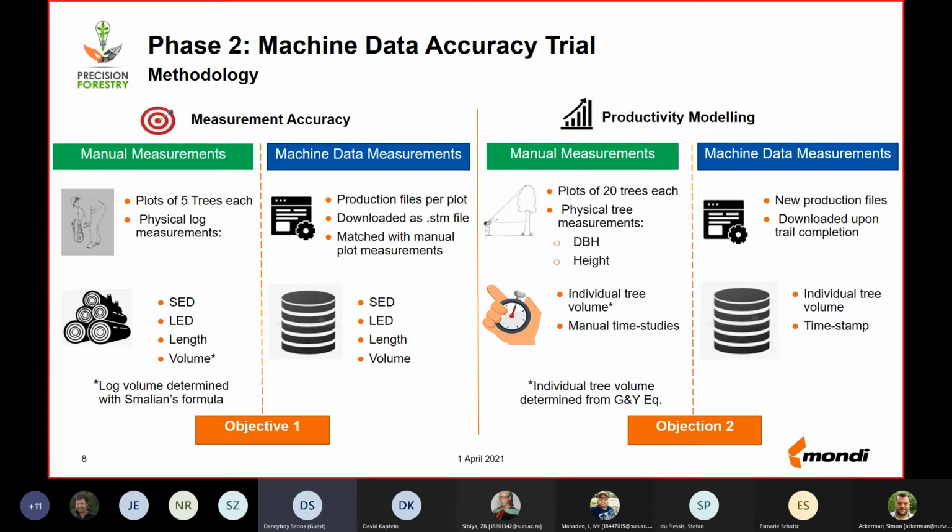Then for the second objective, before the start of the trial, we created new production files on the harvesting machine. And then throughout the duration of the trial, we did productivity plots. A productivity plot had about 20 trees each. From this, we measured our DBH, we measured our height, and then we got our individual tree volume from our growth and yield equations. And then we did time studies during the manual measurements. After the trial was completed, we downloaded the STM files from the harvesters, and we were more focused on the individual tree volume and timestamp. With both of these data collection methods, we modeled productivity and compared the results.